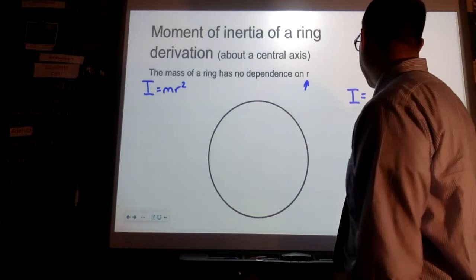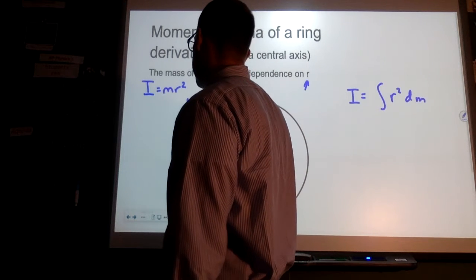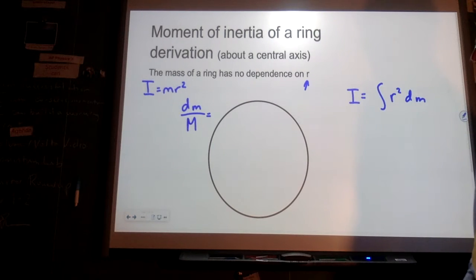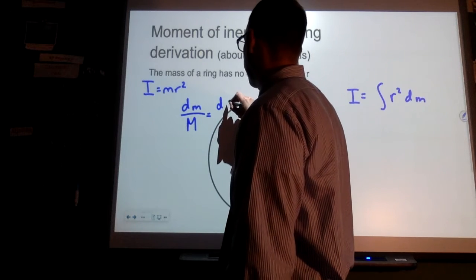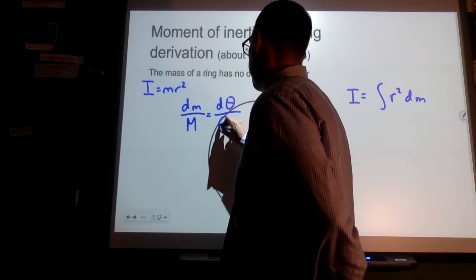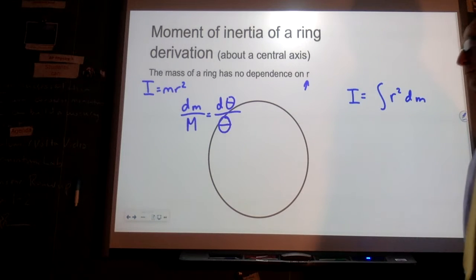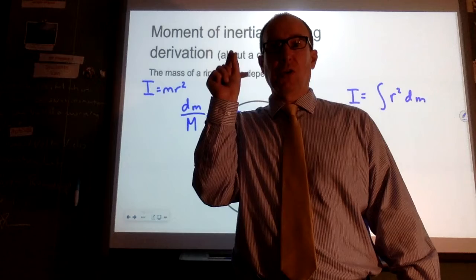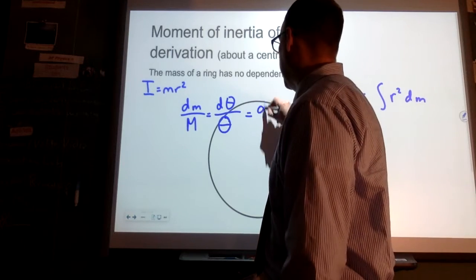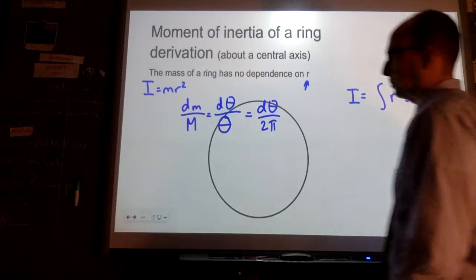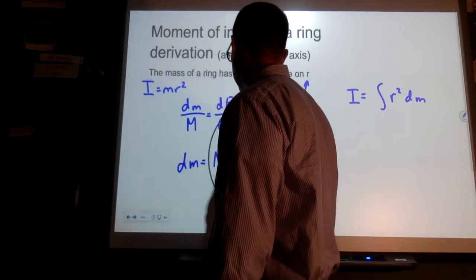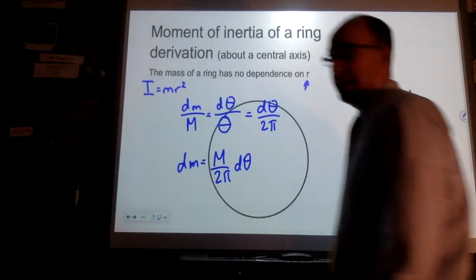Okay, so I can say that the ratio of dm over the total mass would be the same as the ratio of d theta over the total theta. So d theta would be this tiny little angle measure, and theta would be one time around. So this one time around is going to be 2 pi. All right, so let's see what dm is. So dm is going to be equal to m over 2 pi d theta.